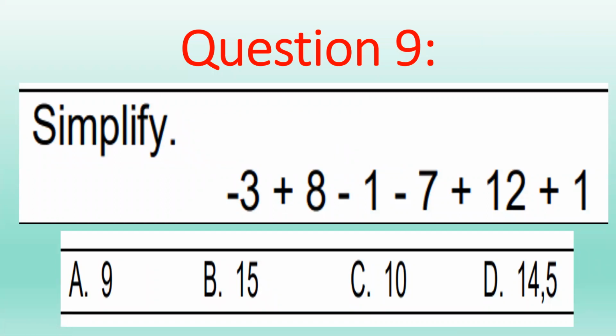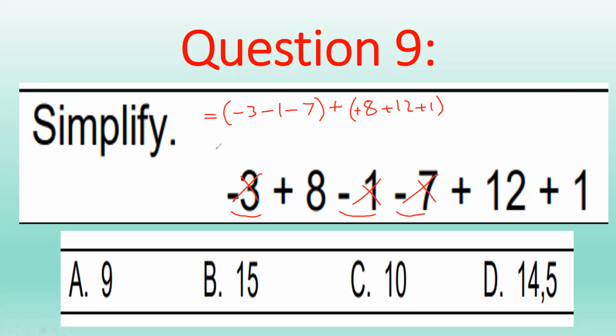Okay, we have negative 3, plus 8, negative 1, negative 7, plus 12, and plus 1. How are we going to answer this question? How are we going to add them all? We group the negatives together, and all the positives together. Let's start in brackets: negative 3, negative 1, negative 7. I'm taking all negatives in one bracket, plus the others: 8, 12, and 1.